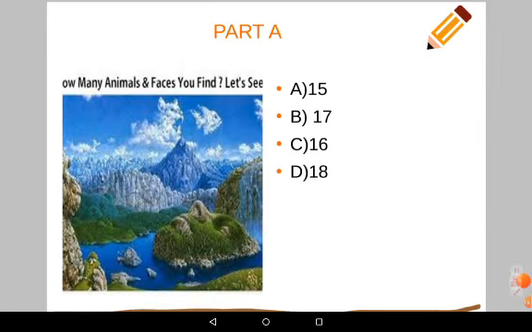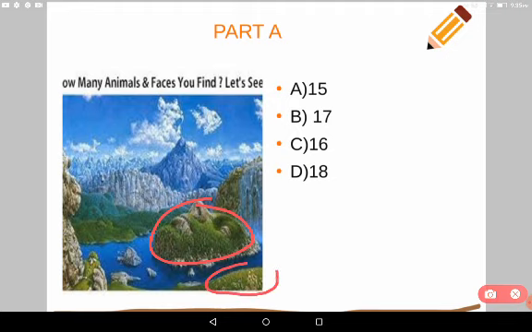Okay, the next question is this: how many animals and faces do you find? Let's see. Okay, now let's do it. One is over here, and the other is over here.